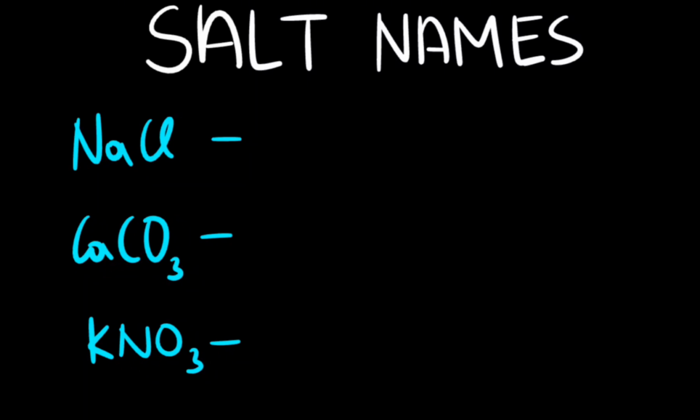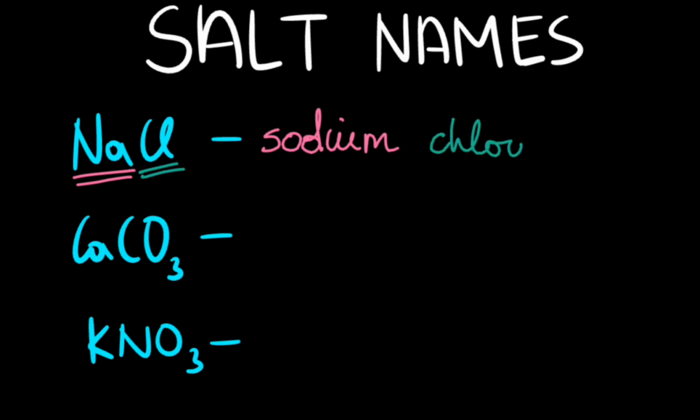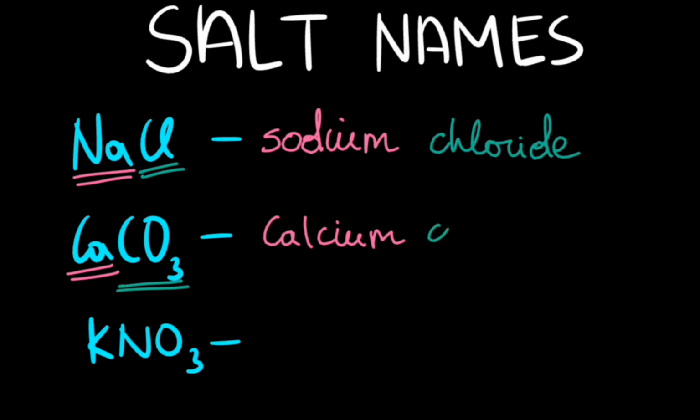To name salts, you first name the metal in the periodic table, and then add an anion name at the end. NaCl consists of two ions, Na+, which is sodium, and Cl-, which is chloride anion. So the name would be sodium chloride. Next, CaCO3 has Ca2+ ion, which is calcium, and CO3 2- ion, which is carbonate ion. So the name would be calcium carbonate.